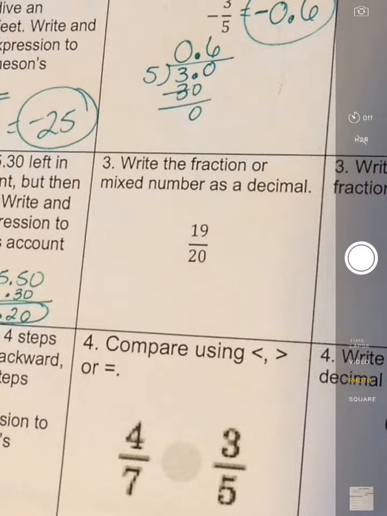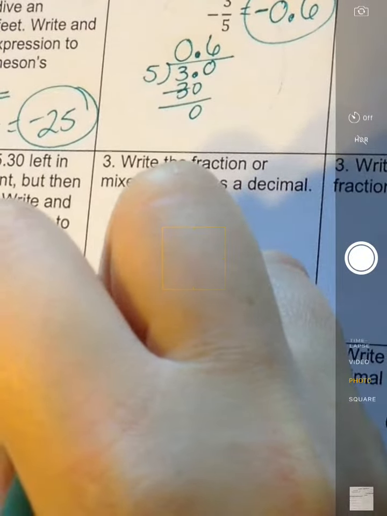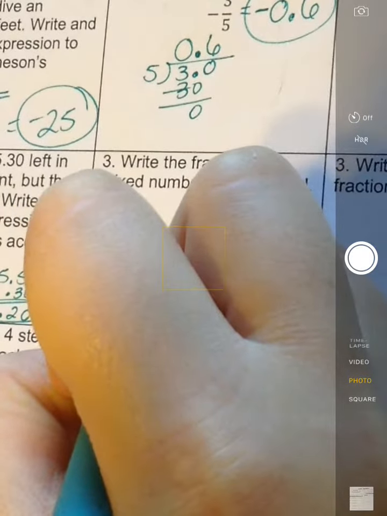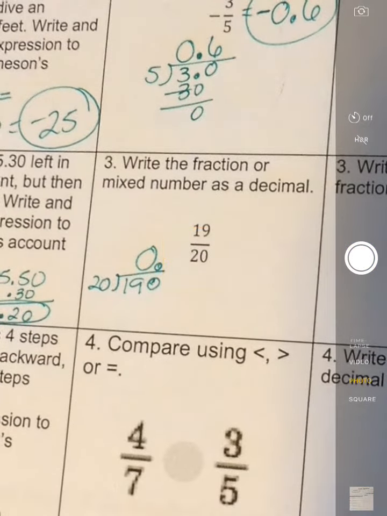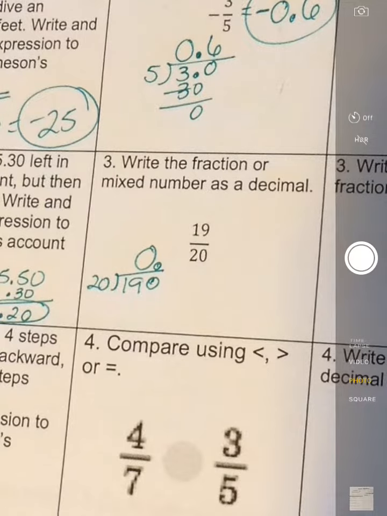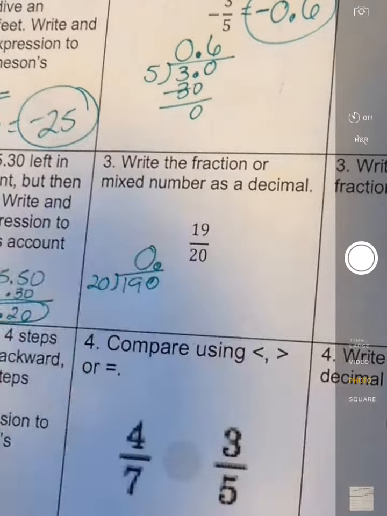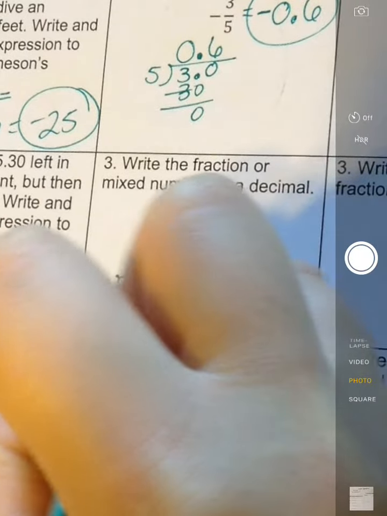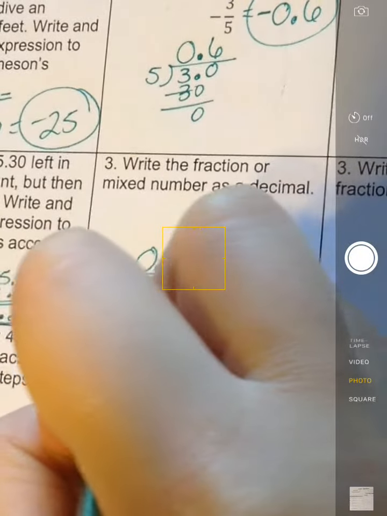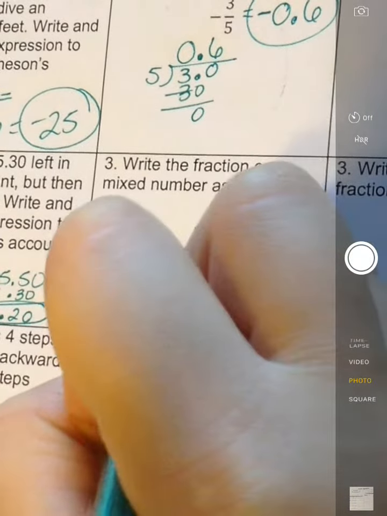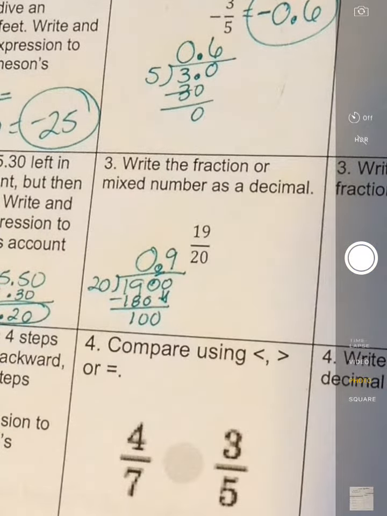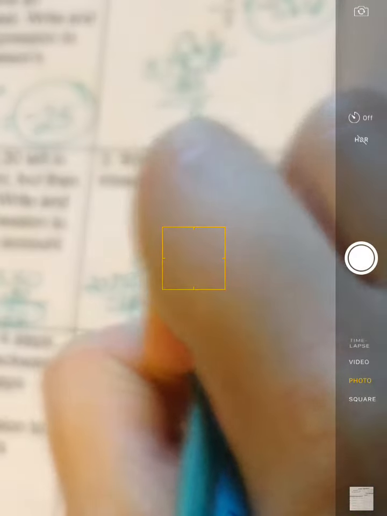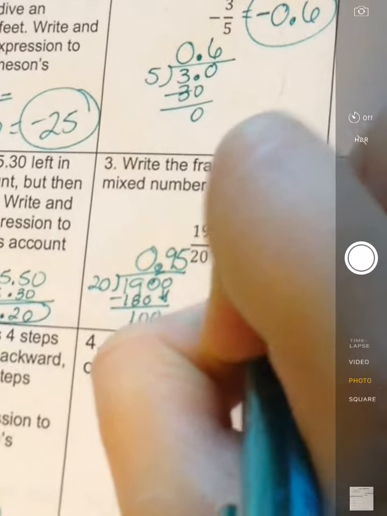We're going to do the next one exactly the same way. 20 goes into 19 0 times, so drop a decimal. 20 goes into 190 9 times, which is 180. That leaves me with 10. Drop down a 0. 20 into 100 goes 5 times. So 19 20ths is 0.95.